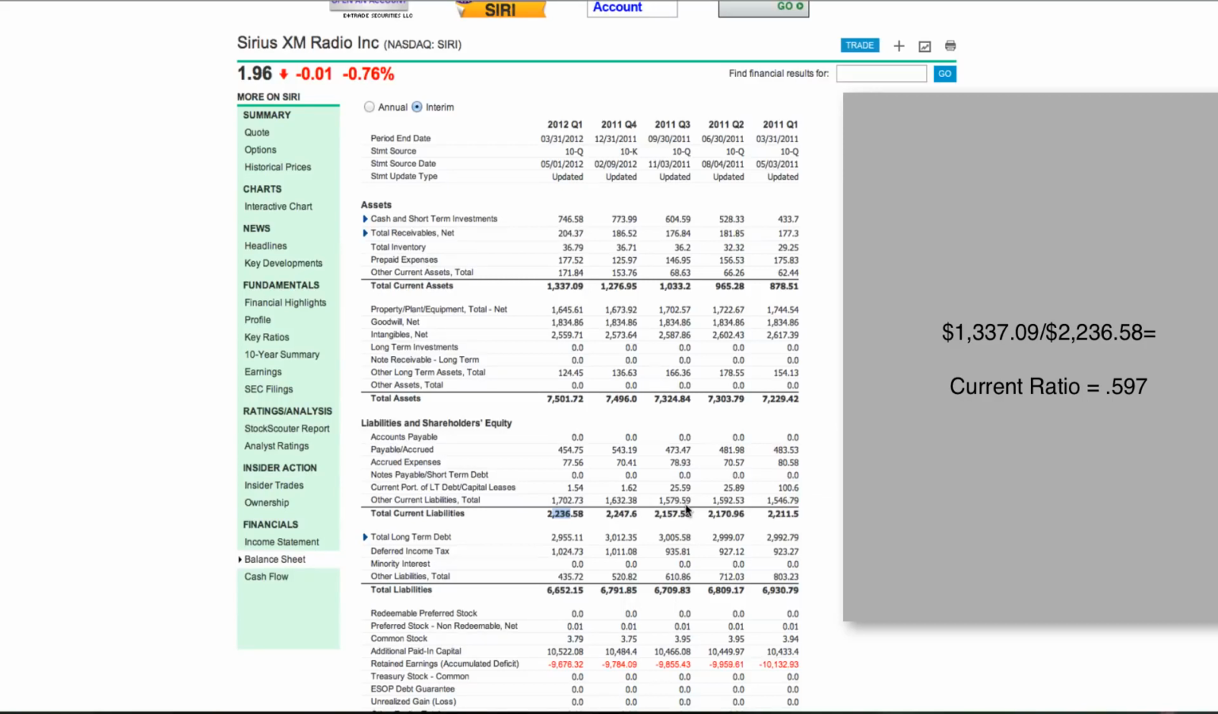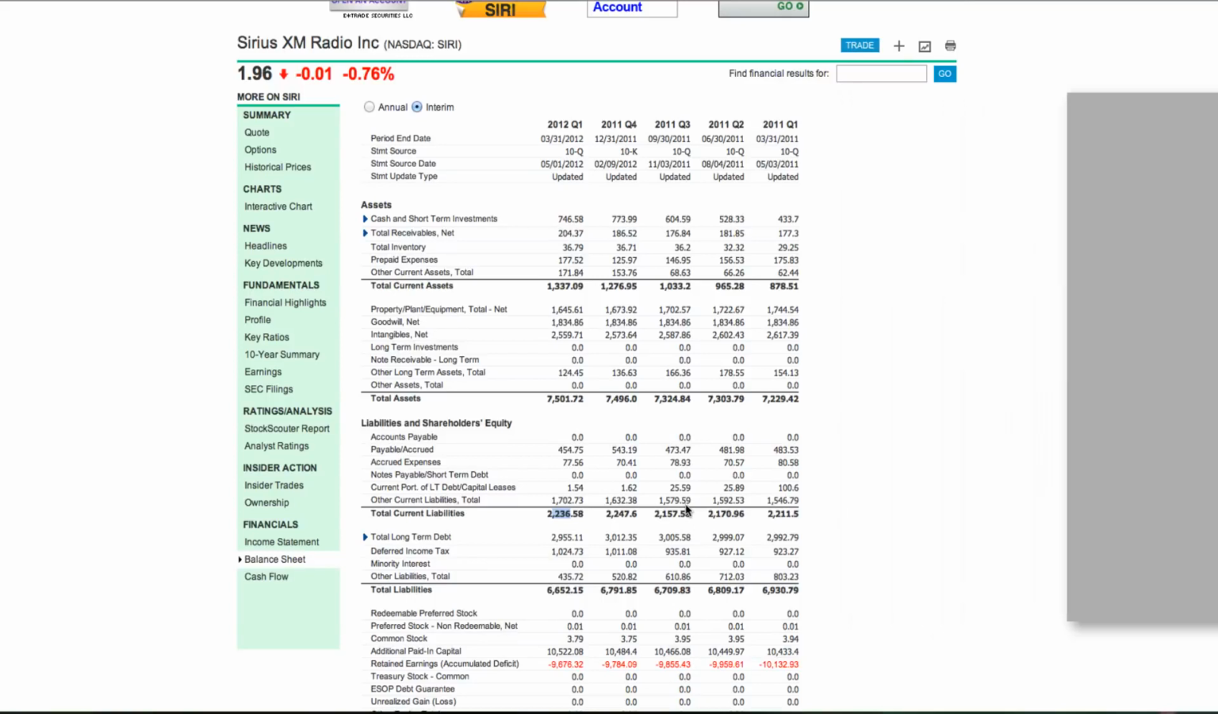And that is very bad. That is something that you would want to avoid at all costs, because you know right now that because that's below 1.0, they're going to have to take on more debt in the next 12 months. So when we're looking at this current ratio, it really tells us a lot about the financial health of this company as we look into the short term, the next 12 months. And for Sirius, it's pretty low. It's at 0.6, and that's something you're going to want to avoid.